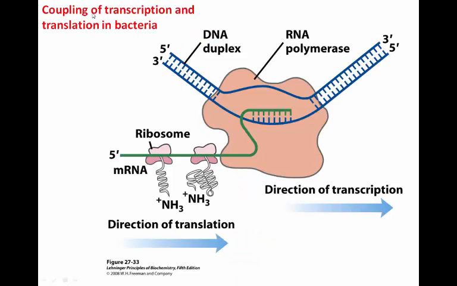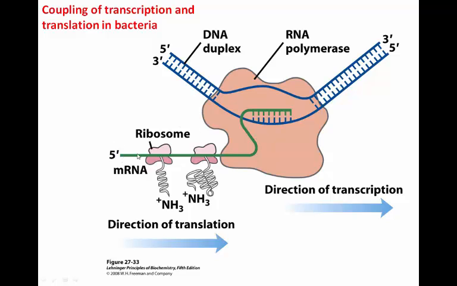Coupling of transcription and translation in bacteria. So here's our RNA polymerase. Here's our double-stranded DNA. Transcription bubble. This would be the 5' end, which means this is the 3' end. So this is the 5', this is the 3'. This is the chain that's growing. This is the mRNA that's being synthesized.